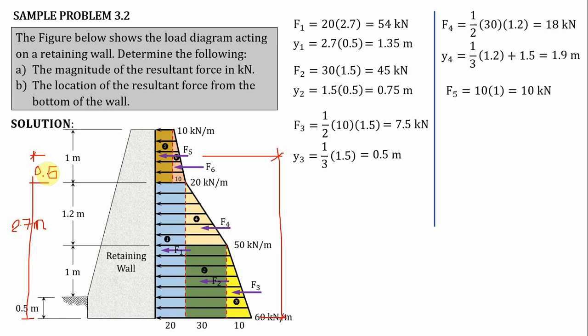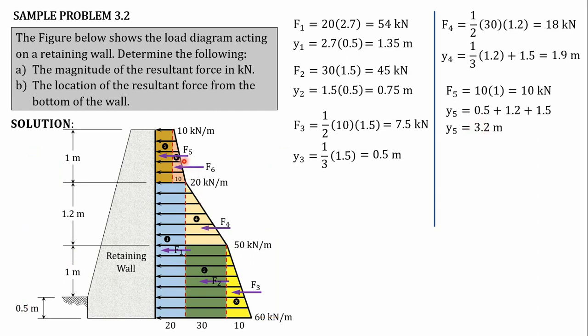Okay, so 2.7 plus 0.5, that is equivalent to 3.2 meters. So therefore, y sub 5 is equal to 0.5 plus 1.2 plus 1.5, so that is equivalent to 3.2 meter. And the last area, class, is area 6.